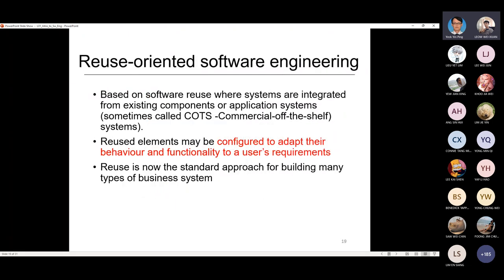So, reuse-oriented software engineering. This is the one that you just remember. It's just using components for integration and configuration. Use the component, apply the component, configure it, and then integrate it into the system. Nowadays, none of the organizations are trying to develop software from scratch. This happened a few years ago, but not now, and not in the future.